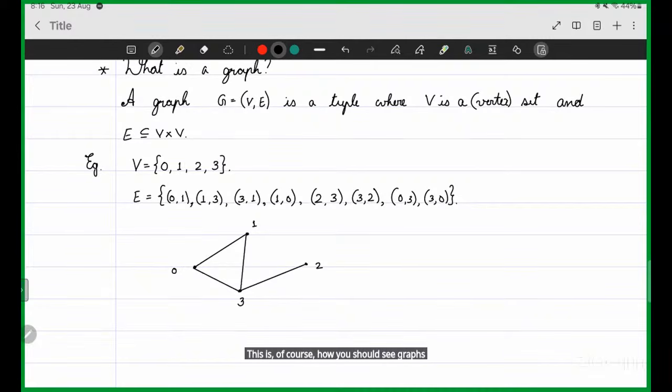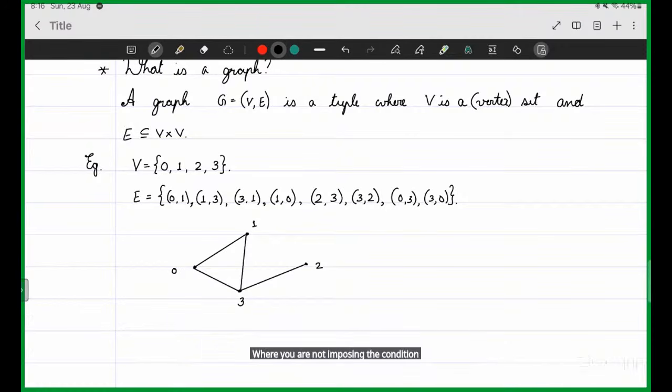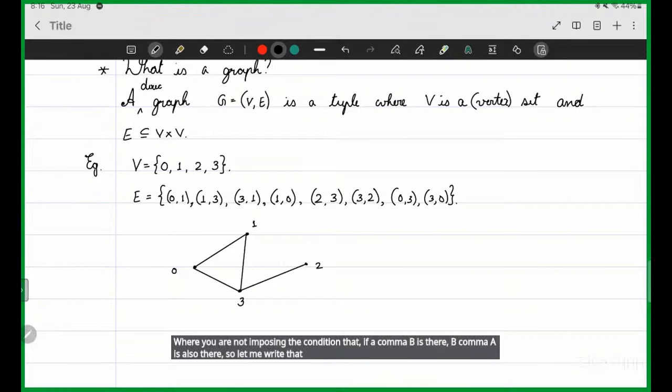Sir, cannot we direct it? When we direct it, we don't need to have the symmetry property. First, to keep it simple, I'm just doing undirected graphs. So when I say E is just a subset of V cross V, this would be a directed graph where you are not imposing the condition that if A comma B is there, B comma A is also there. So let me write that. Yeah, symmetry will be, yeah. Okay.